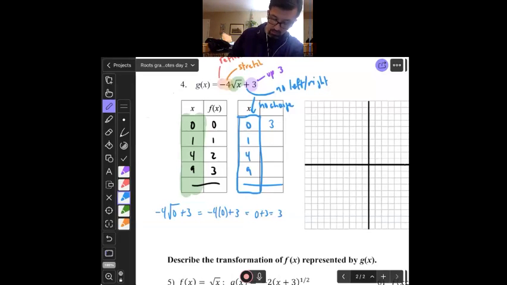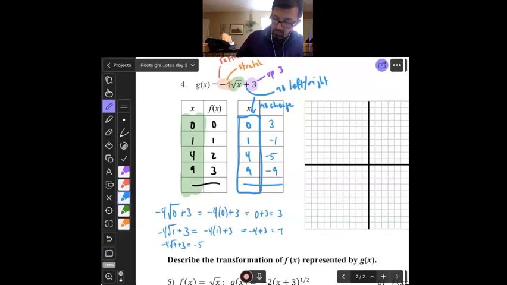So when I plug in 0, I get 3. When I plug in 1, I get negative 1. For 4, the square root of 4 is 2. 2 times negative 4 is negative 8. Negative 8 plus 3 is negative 5. Plugging in 9, the square root of 9 is 3. Negative 4 times 3 is negative 12. Negative 12 plus 3 is negative 9. So negative 4 square root of 4 plus 3 equals negative 5, and negative 4 square root of 9 plus 3 equals negative 9. So do the math, get the points.